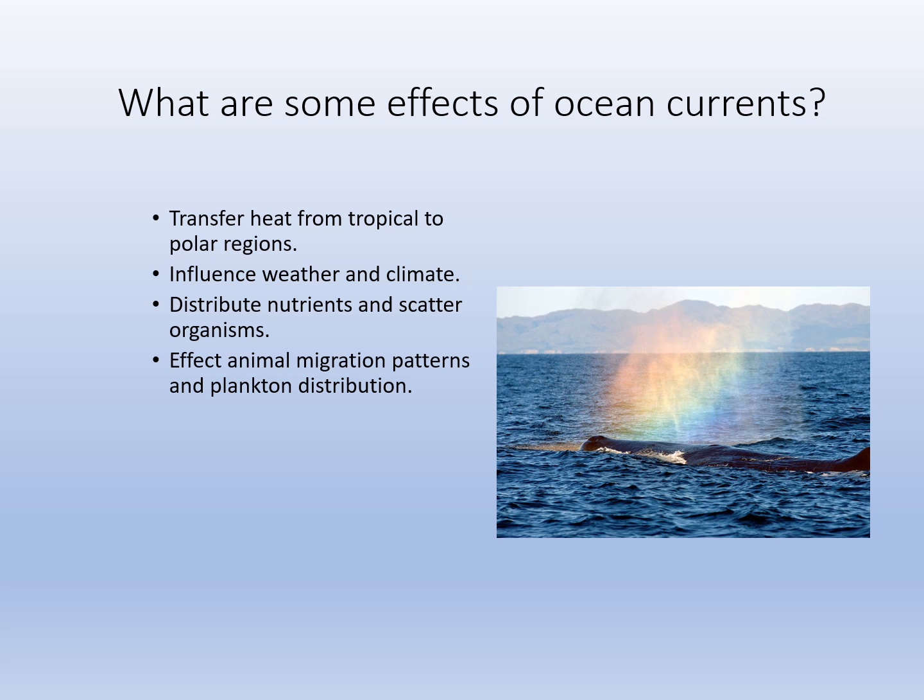Weather and climate, nutrients are distributed throughout the ocean, and of course, animal migration patterns follow the currents. It's easier to swim with a current than against. And plankton distribution is governed by these ocean currents.